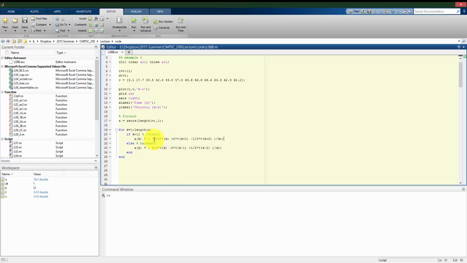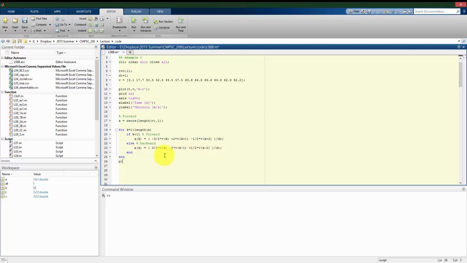Forward, I'm using the signs on the value as indicated on the table, and I'm using k, k plus 1, k plus 2, etc. For the backward differentiation, I have to negate the signs given to me on that table, and I use the k minus 1 and the k minus 2 value.